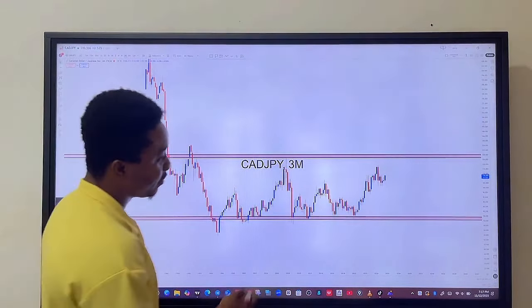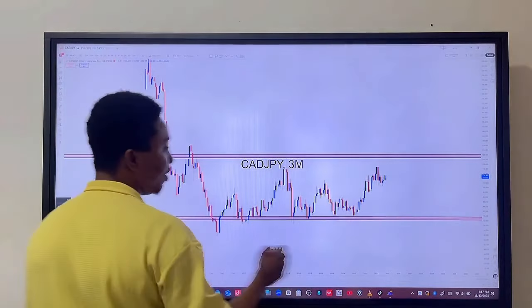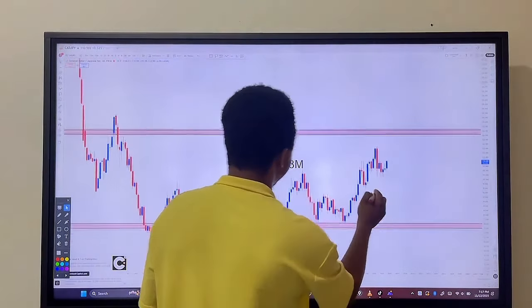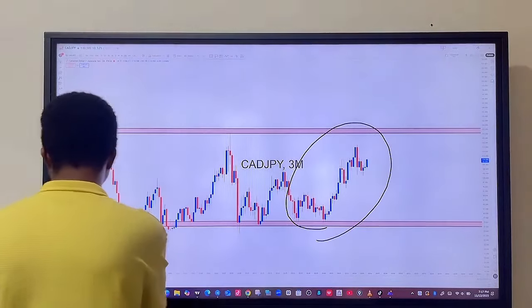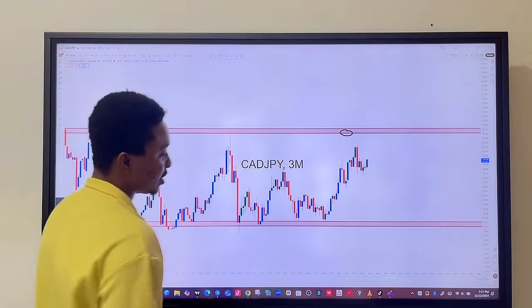So if you look very closely, this area is what? It's a very beautiful uptrend. Let me show you guys. This particular area is a very beautiful what? Uptrend, which means that we are definitely going to make contact with the resistance level.